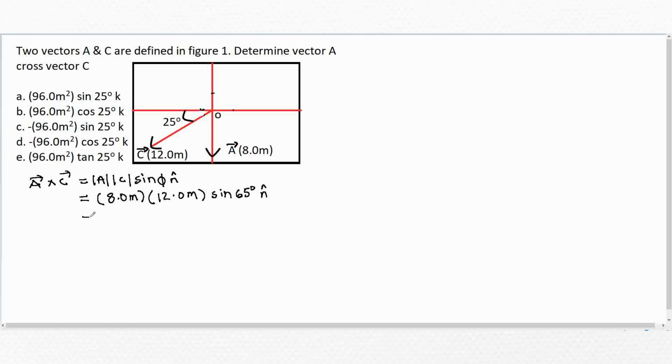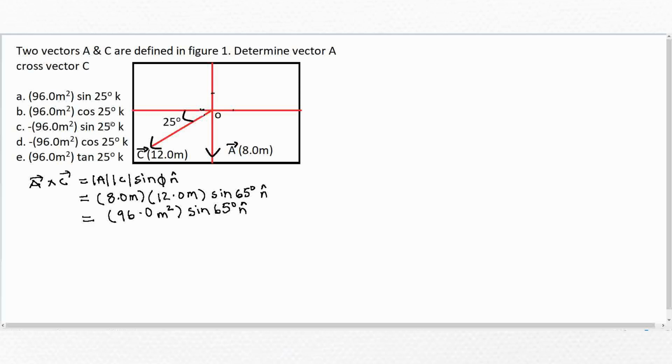Now, if you multiply this out, you realize that 8 times 12 is 96. We have, in the bracket, 96.0. Then m times m gives us m squared, m for meters. So we have 96.0 meters squared, then sine of 65 degrees, n hat.